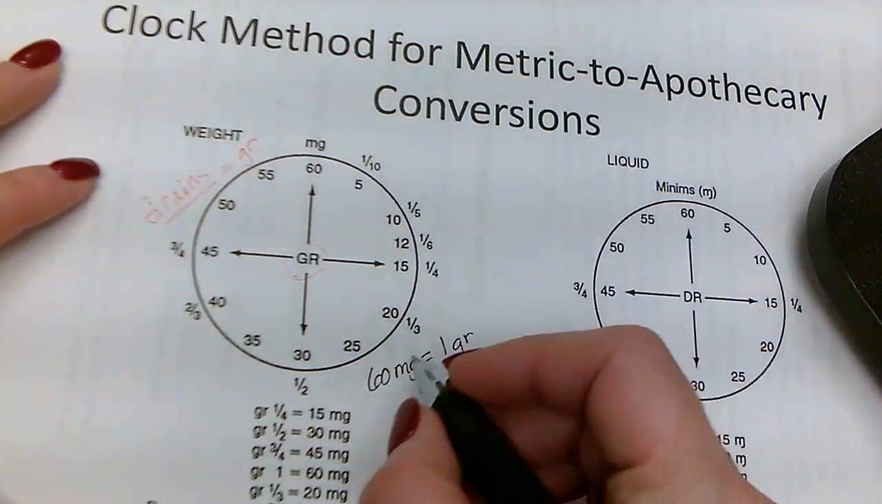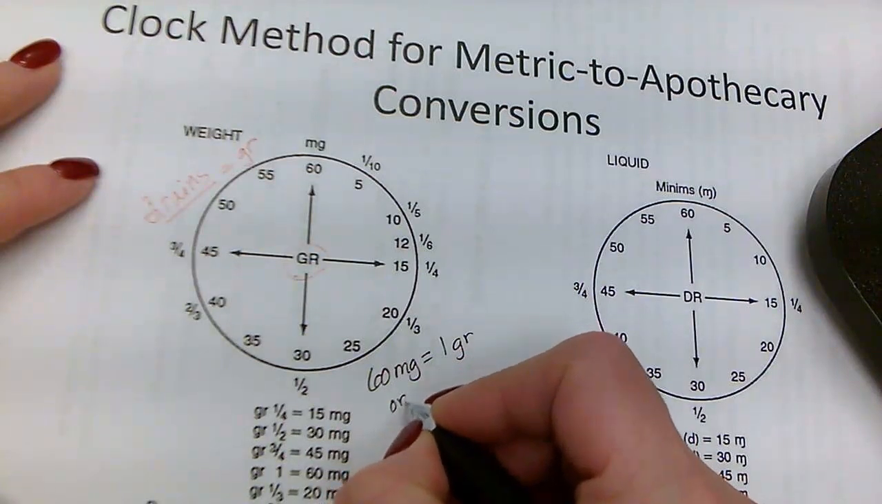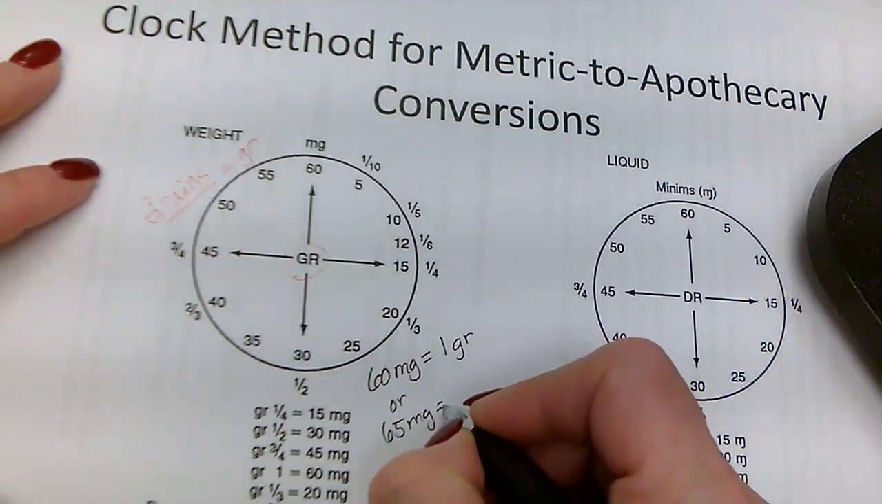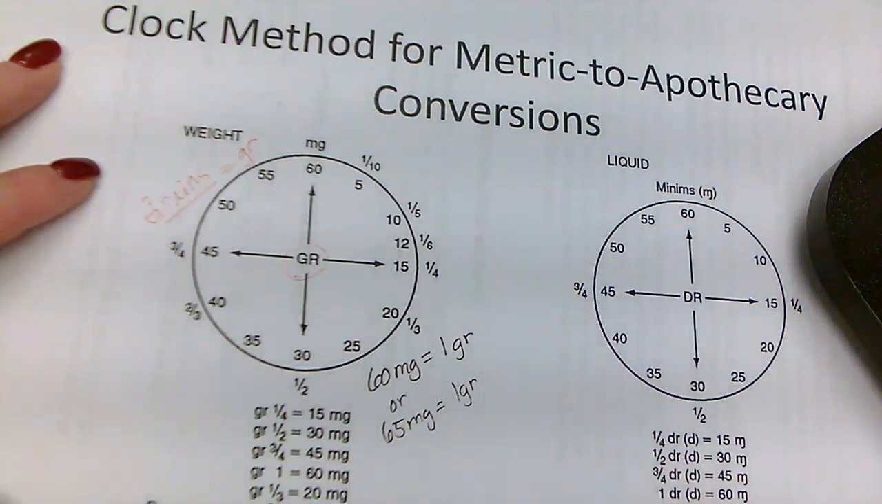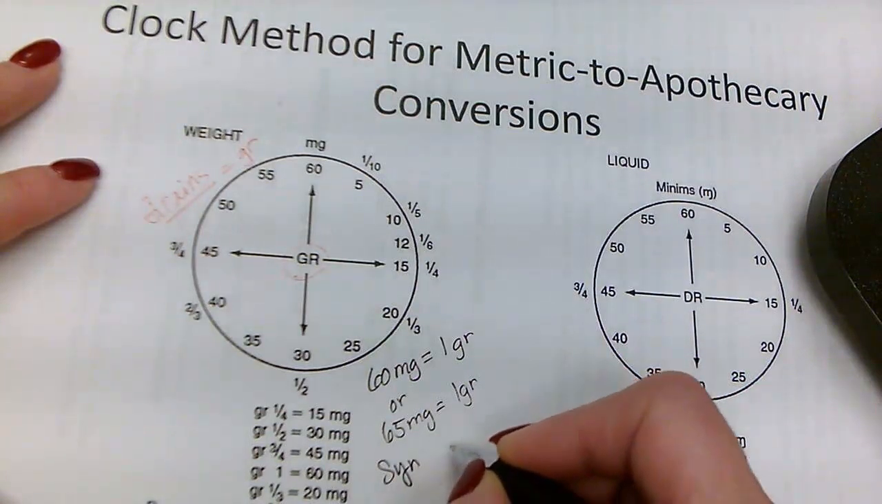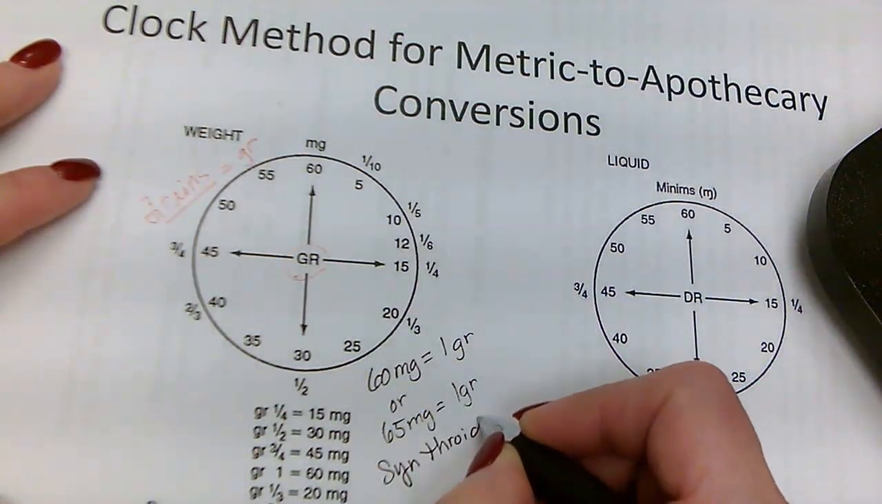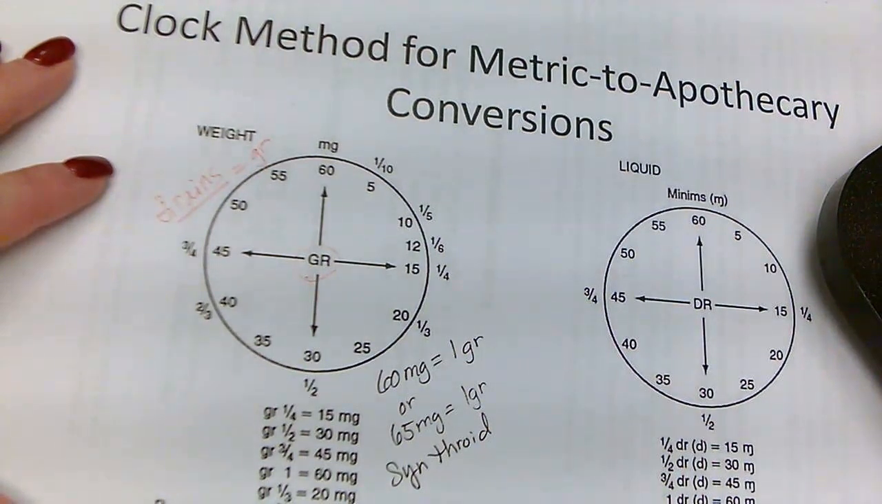Sometimes you'll see 65. There can be a 60 or a 65 milligrams per 1 grain. And I think the reason we see this discrepancy is because the grain came from a grain of rice. So it's a really random, archaic thing that we do not use anymore. But unfortunately, there are still a few medications that measure in grains, and one of them is Synthroid. Sometimes you can find Synthroid in grains, which is a medication for your thyroid.